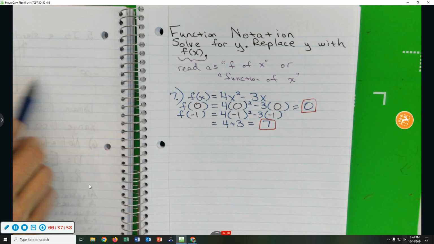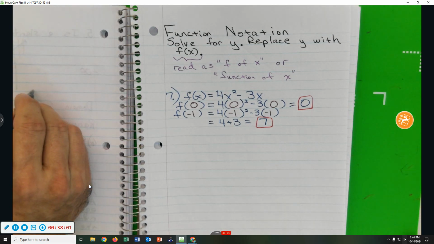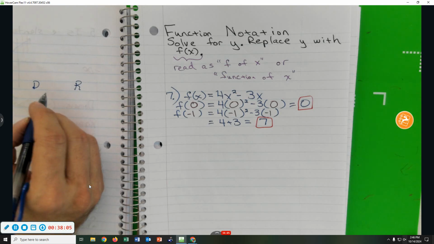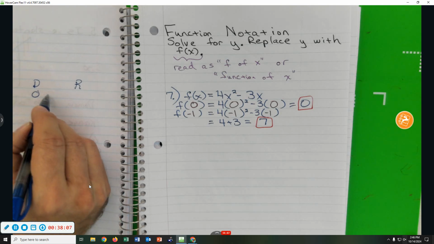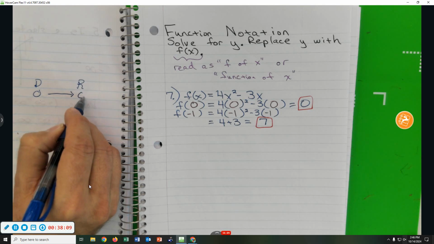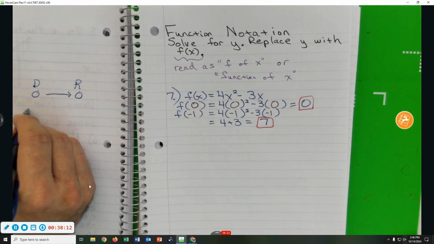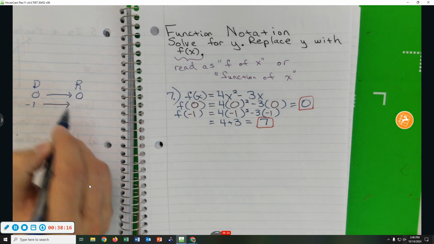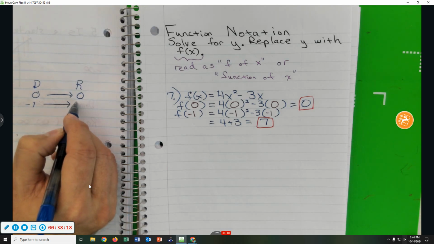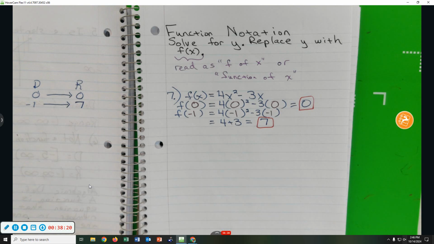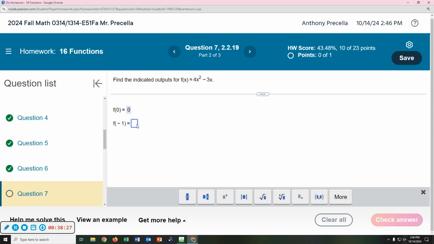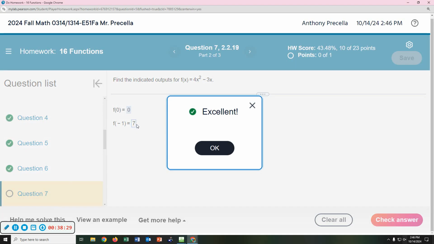Do y'all remember that first problem we did today? The domain and range? So right now we have 0 arrow 0. And what's the second one? -1 is assigned what y value? 7. You see? Okay. Keep going. Did you type that answer in? No. 7.